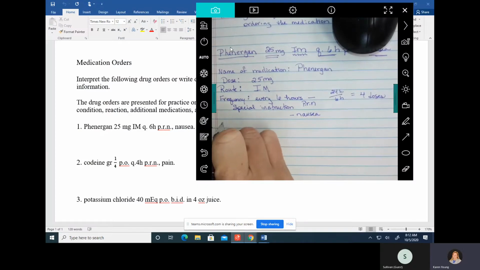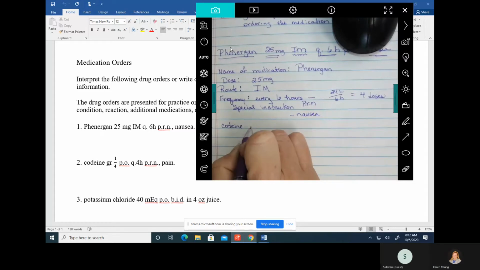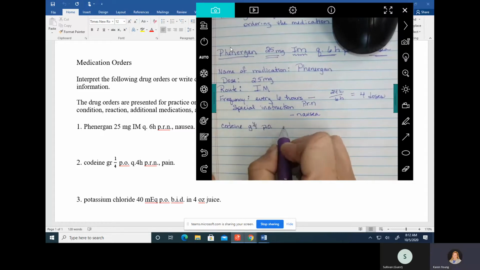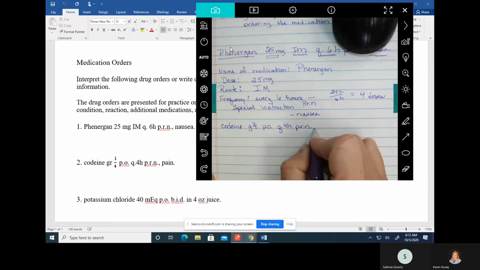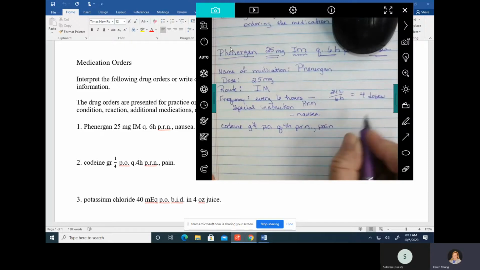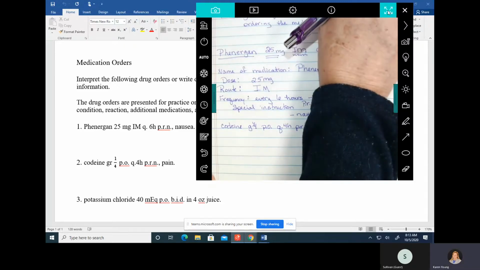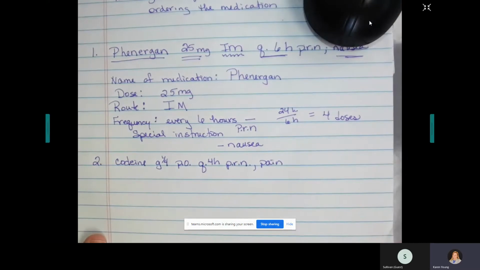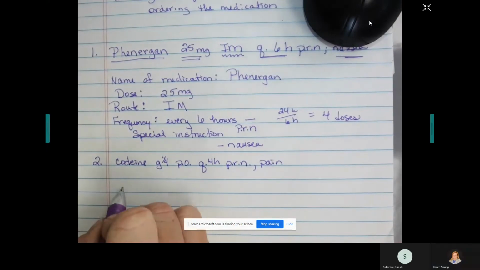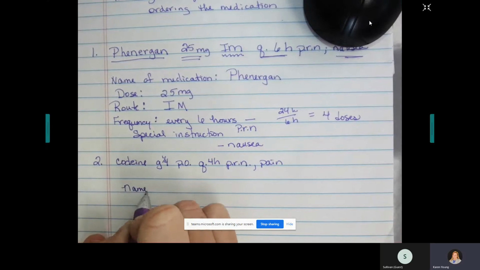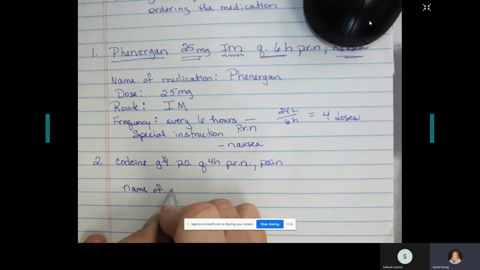All right. The next one is codeine. Grain, 1/4. PO. Q4H. PRN. Pain. Maybe I should have had this one first. So again, if we list them, the name of the drug or the name of the medication, sometimes it'll say name of drug, sometimes it'll say name of medication.